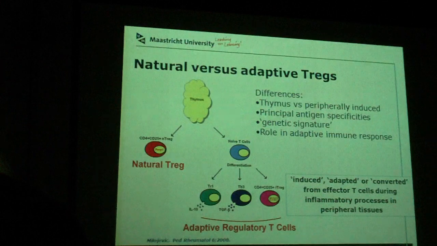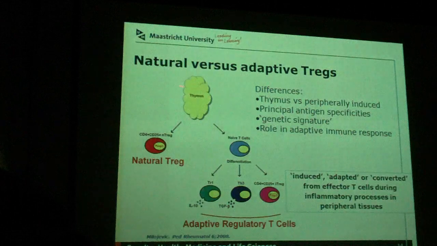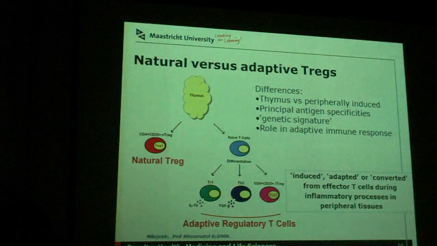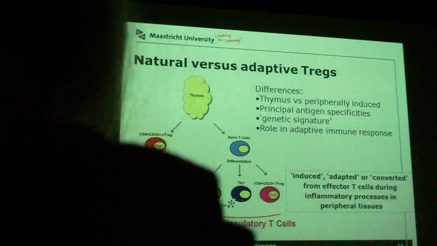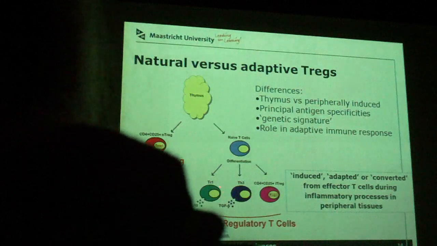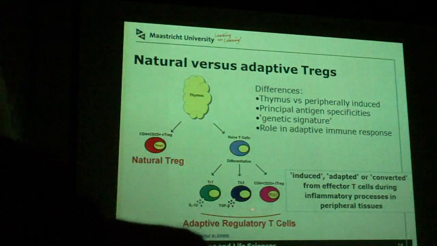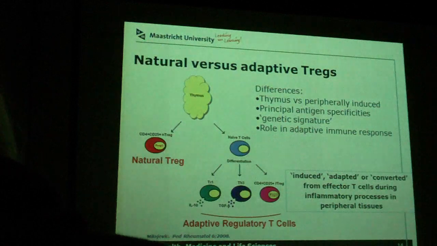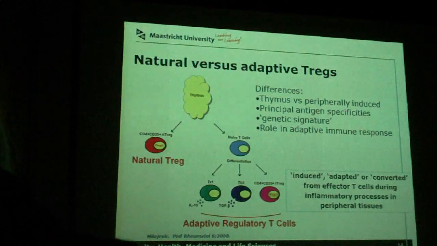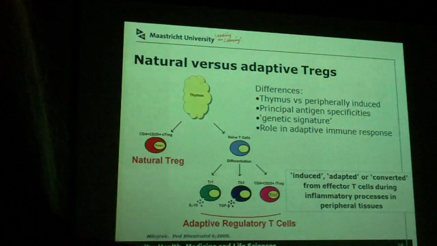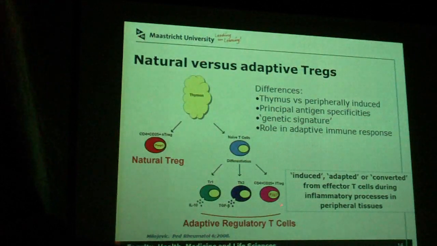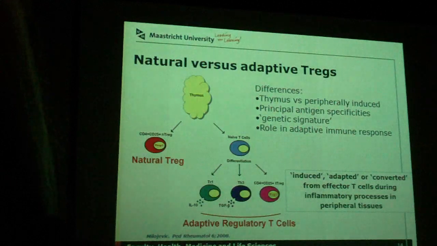We can recognize different sorts of regulatory T cells. We have the ones which come from the thymus. These are the natural Tregs, and we also have regulatory T cells which differentiate from a naive T cell. And there we can recognize the IL-10 producing Tr1 cells, TGF-beta producing Th3 cells, and the inducible FOXP3 positive Treg. But this one resembles a lot the one coming from the thymus, but it's not the same. So in this way we have different sorts of CD4 T cells with regulatory properties.